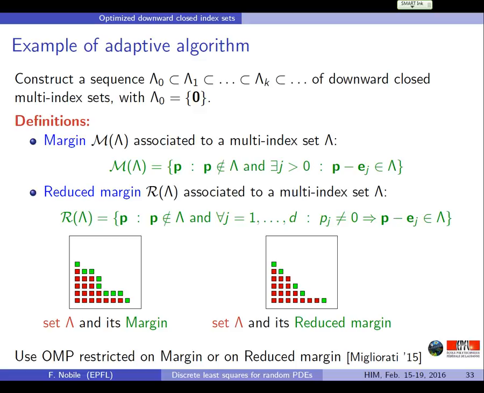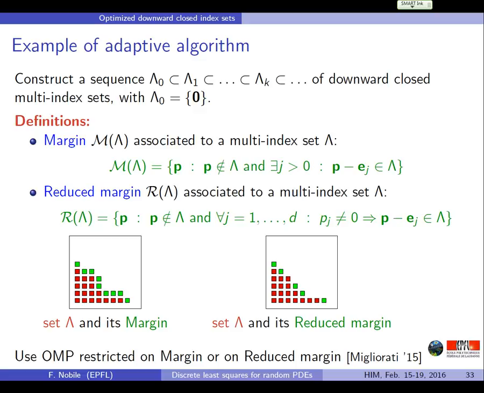And then if you work with this and you check the largest contribution in the set, and you include it in the set and you let it grow, you will have a sequence of downward closed sets. So we started looking at this. Actually, Giovanni Migliorati did some simulations on the sequence of this adaptive algorithm. They seem to work quite well.